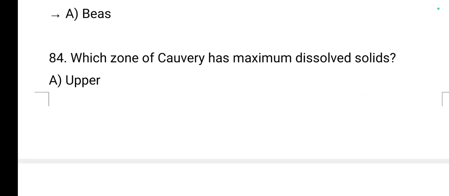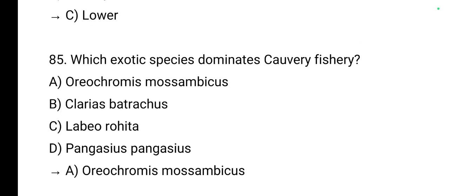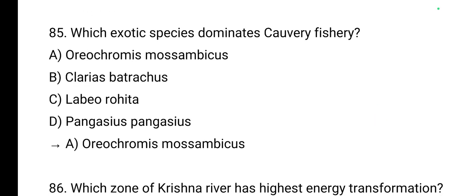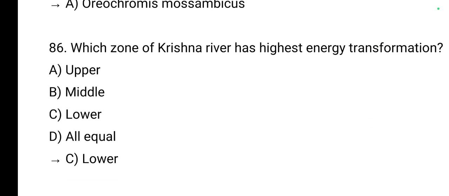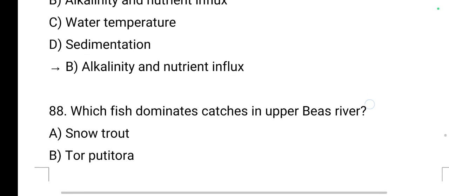Which zone of Kaveri has maximum dissolved solids? So it is lower zone. Which exotic species dominates Kaveri fishery? So the answer will be Oreochromis mossambicus. Which zone of Krishna river has highest energy transformation? That is lower zone. What caused rich plankton population in Ganga middle zone? So that is alkalinity and nutrient influx.